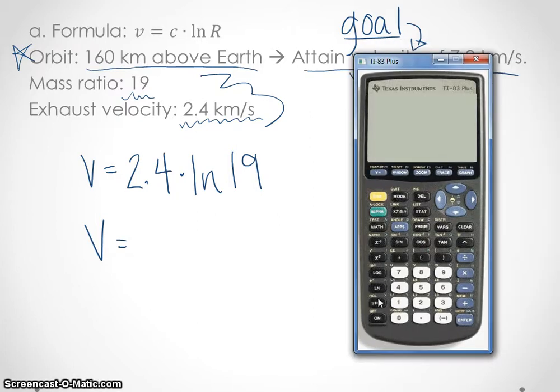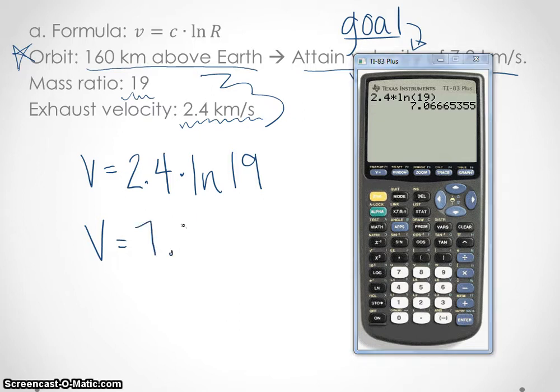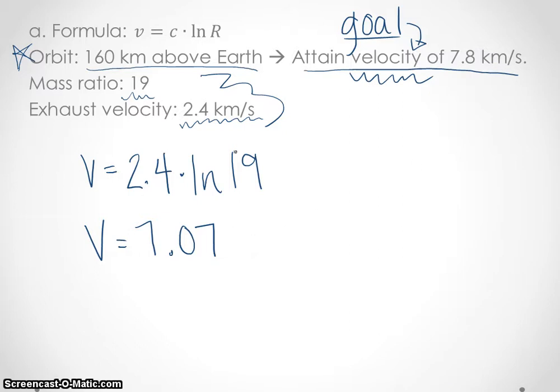So let's see here. We do 2.4 times the natural log. Now natural log is the LN button, but we don't have to hit second, so we just say natural log of 19. And then we say okay. Let's see what that is. 7.07 essentially is what that is. So thank you, calculator, but we're done with you. Okay, so 7.07 kilometers per second. And that is the actual velocity that a rocket with these parameters would actually reach. So that's our new velocity.